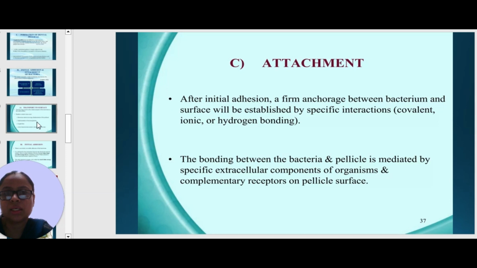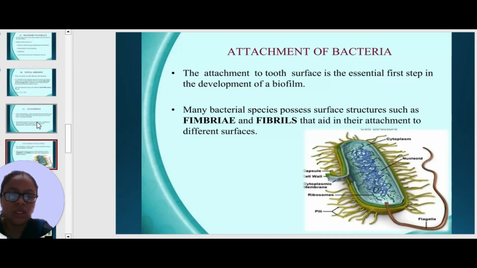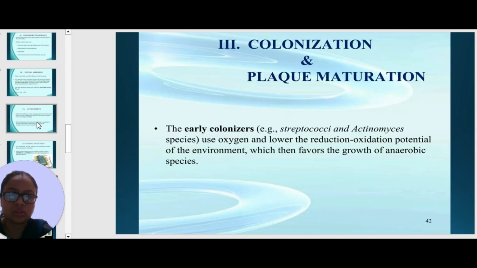Then next is attachment. Bacteria start attaching on the tooth surface by different forces: covalent, ionic and hydrogen bonding, and mostly these bacteria interact and lead to multiplication on the tooth surface. Fibrils also help in the attachment of bacteria on the tooth surface in the oral cavity. This then leads to colonization and plaque maturation.